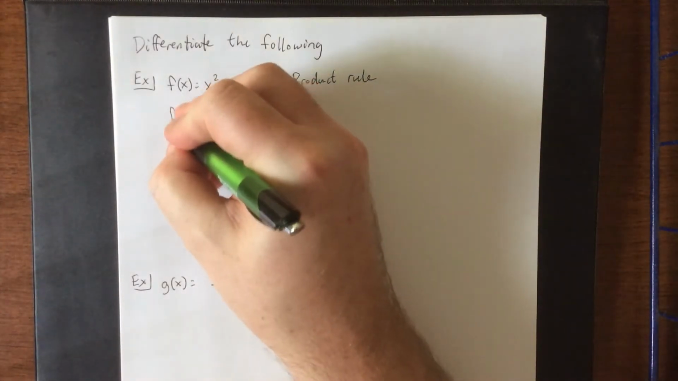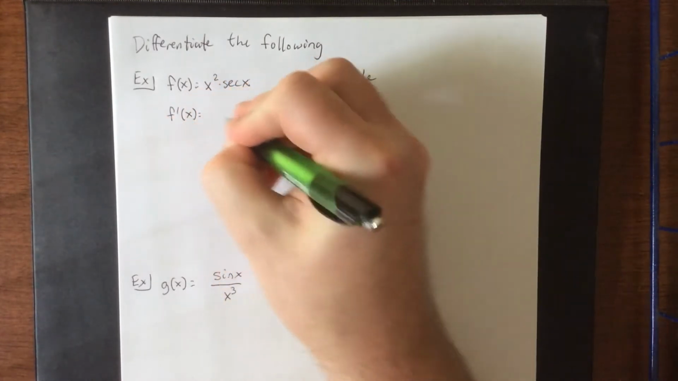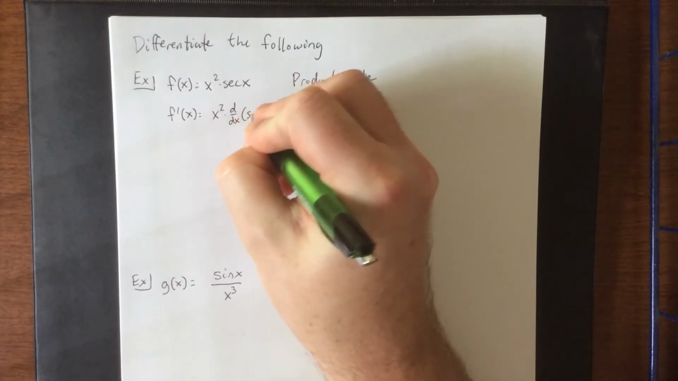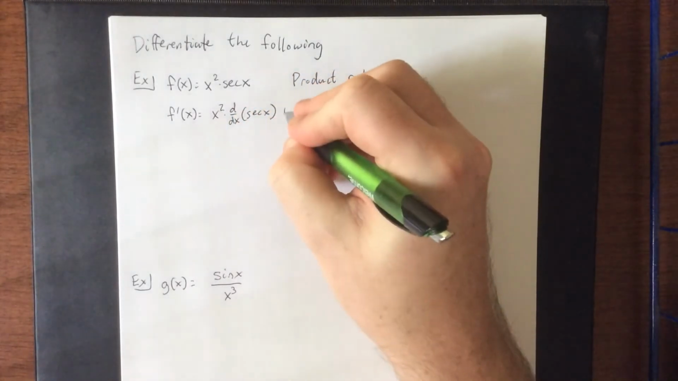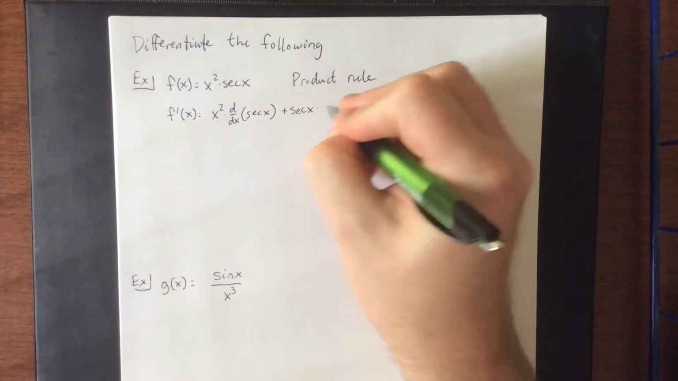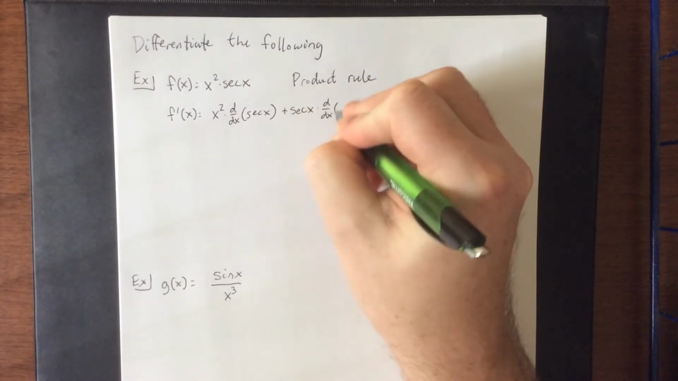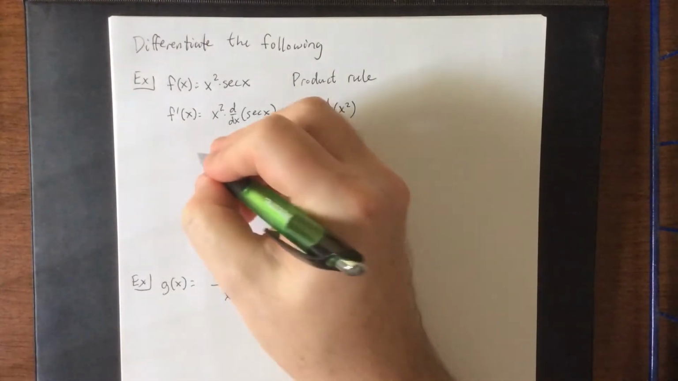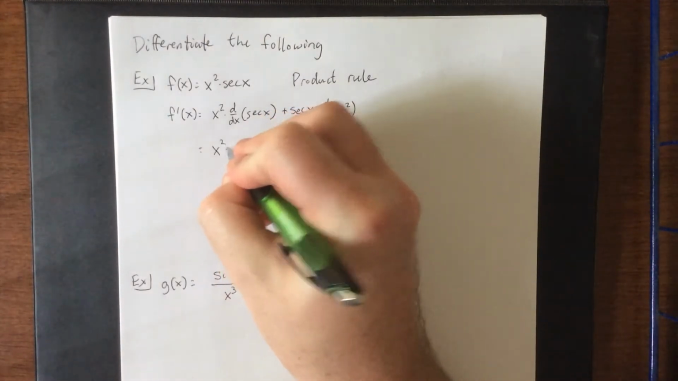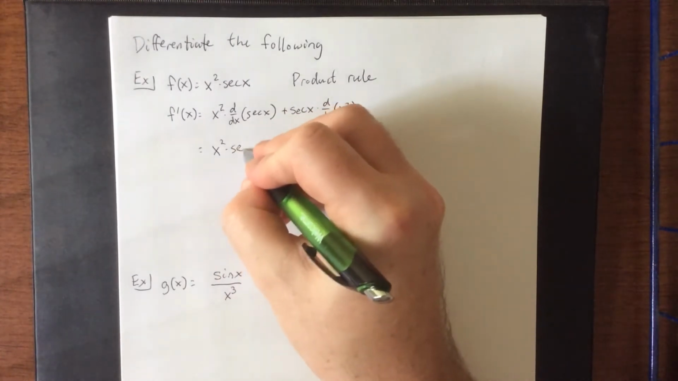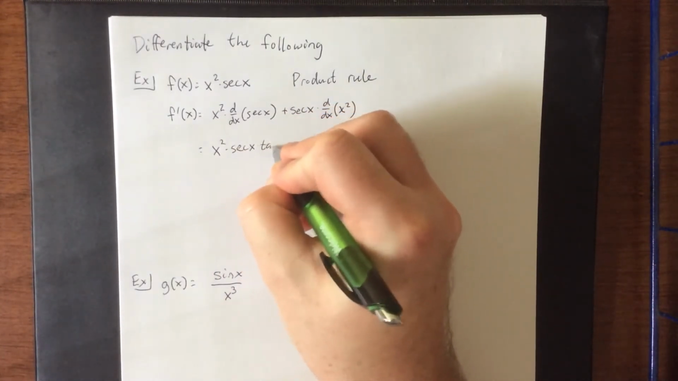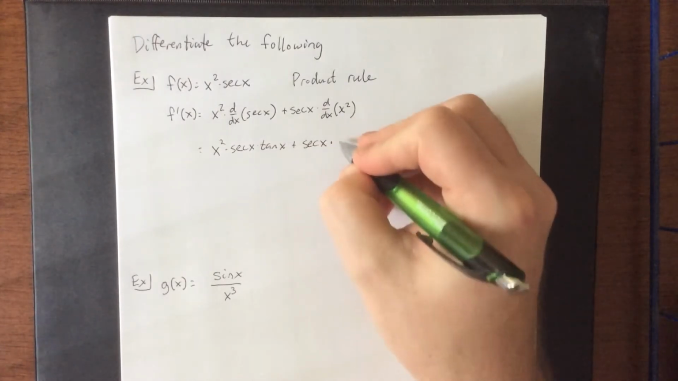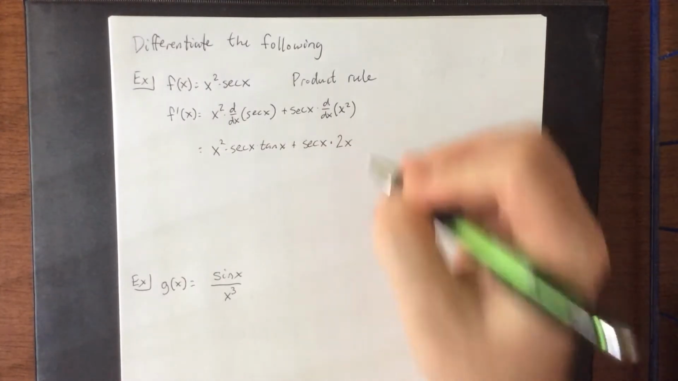So with that in mind, product rule states that in order to take this derivative, we are going to need the first function times the derivative of the second function plus the second function times the derivative of our first function. Now, simplifying all of these derivatives, we have x squared times derivative of the secant of x would be the secant of x times the tangent of x. Then we would have the secant of x times the derivative of x squared, that would be 2x.